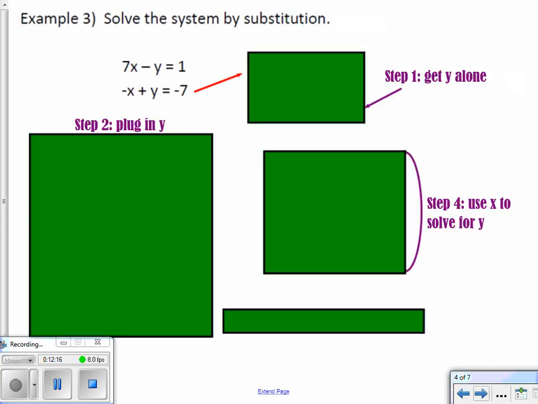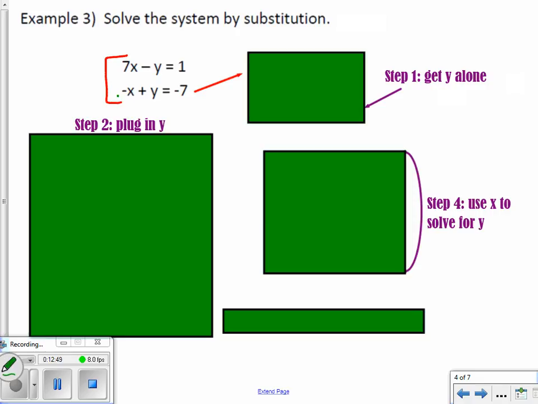Let's look at another example of substitution. In this case, I don't already have x or y all alone. I need to move things around in one of my equations to get there. So if we look at our two equations, I have 7x minus y equals 1 and negative x plus y equals negative 7. I think I might use that bottom equation and try to get y alone, because in that case, it'd be just as simple as adding x.